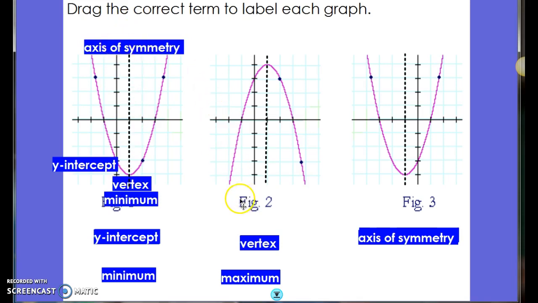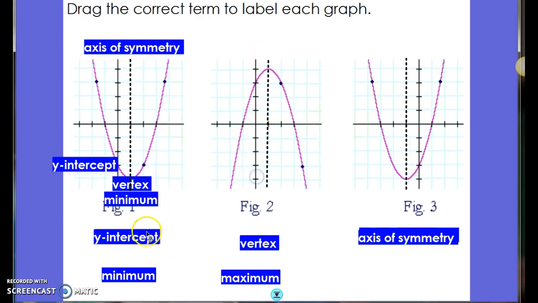The next graph that we're going to look at, we're going to label our parts again. This graph, we're first going to start with our y-intercept. So I look at my y-axis, and where it crosses the y-axis is my y-intercept. So it's the point (0, +3) this time.